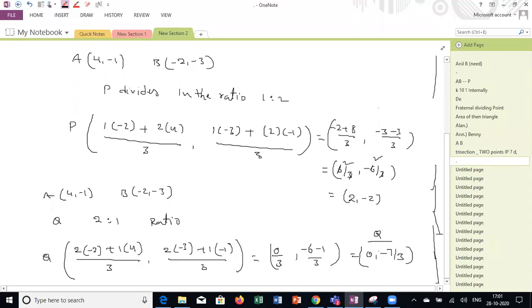Anyone having any doubt how to solve this question, let me know. The only thing is you have to find out the P point and Q point. You can take P as the 1:2 ratio and Q as the 2:1 ratio, and find both points. Whenever they say trisection, this is the only method. Indirectly they are asking you to find the points which divide in a 2:1 ratio and a 1:2 ratio. If done, I will move to the next question. Completed, sir. Yes, sir.